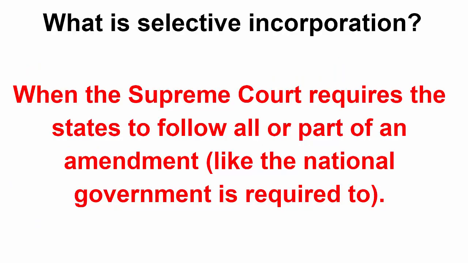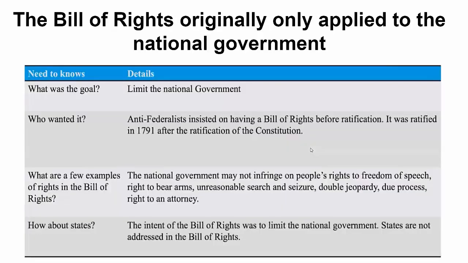Let's move to our next topic, which we've already referenced, but it's important for us to come back to it, and that's selective incorporation. Now, selective incorporation is when the Supreme Court requires the states to follow all of an amendment or part of an amendment, like the national government is already required to do. So it forces the states to really do what the national government is doing in respecting one of those amendments in the Constitution.